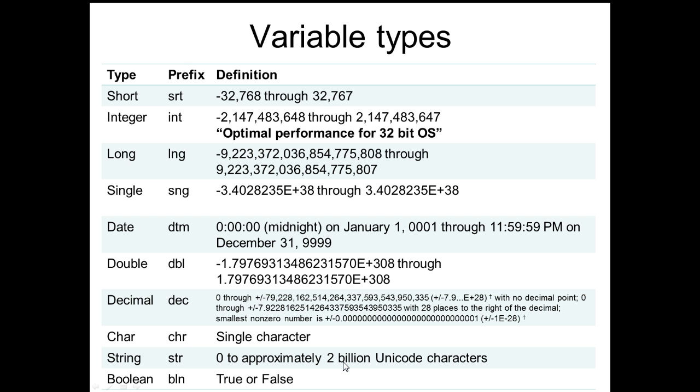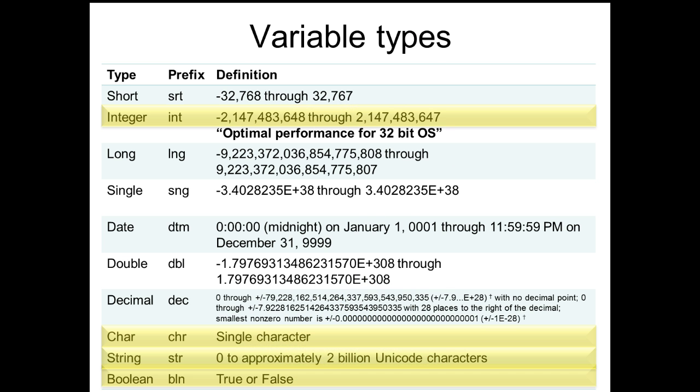All right. Now, what we have here is a list of the variables used in Visual Basic. It's a pretty long list. We want to focus just on a couple of these for most of this course. We are going to use the integer variable, the char variable, the string variable, and the Boolean variable. Later in this course, we'll be using the long and single variables, but we're not going to worry about them right now.